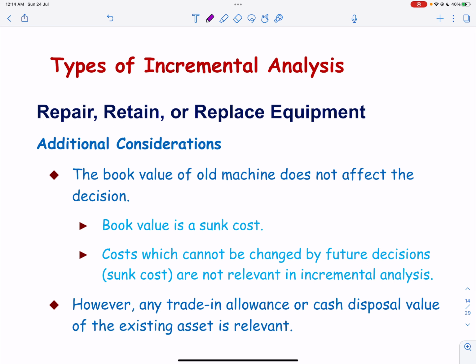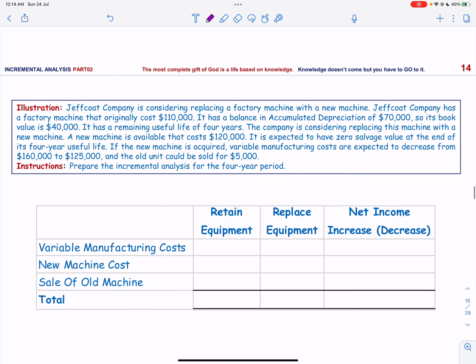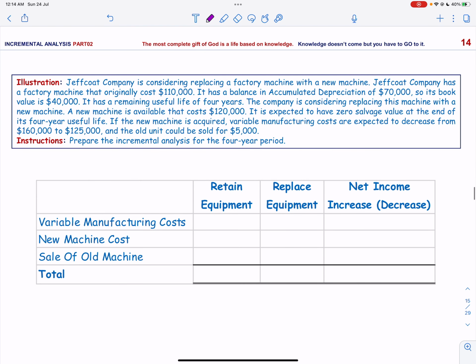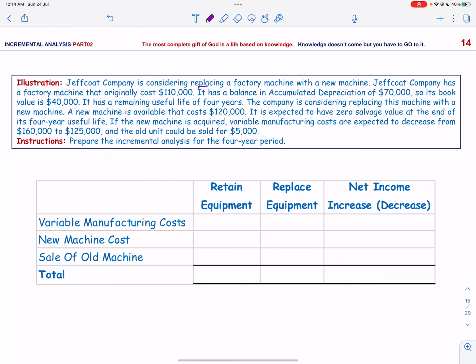Let us now solve some illustrations. Jeff Coat Company is considering replacing a factory machine with a new machine. Jeff Coat Company has a factory machine that originally cost 110. It has a balance in accumulated depreciation of 70,000, so its book value is 40,000. It has a remaining useful life of 4 years. The company is considering replacing this machine with a new machine. A new machine is available for 120,000. It is expected to have zero salvage value at the end of its 4 years useful life.